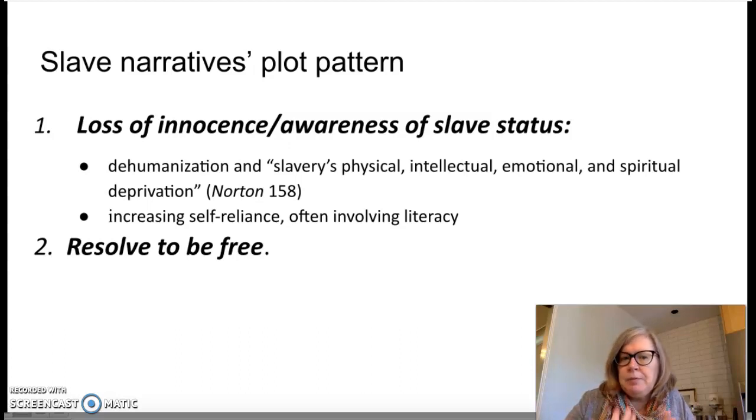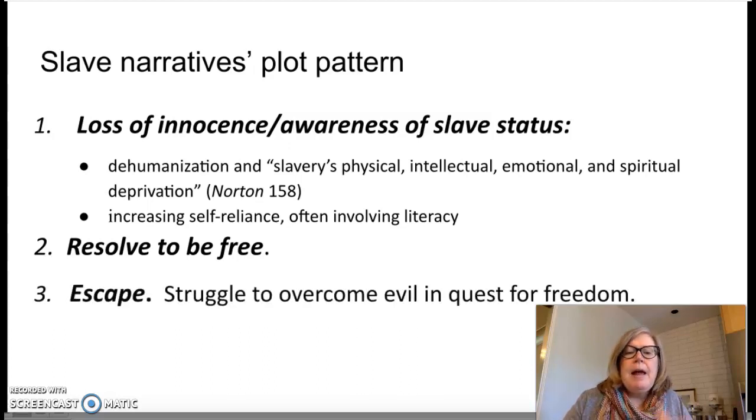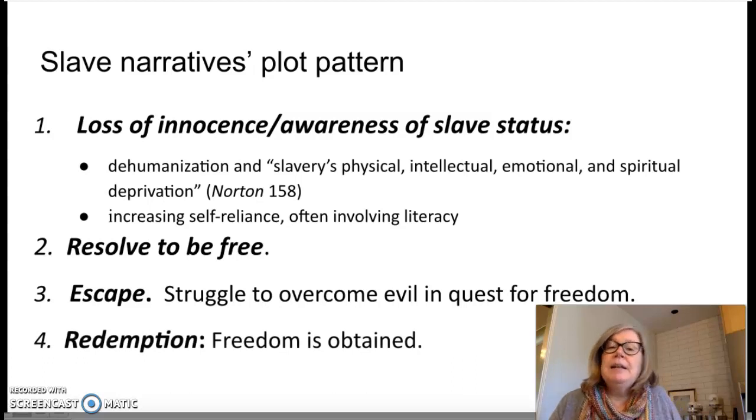The second major stage in these plots tends to be the resolution to be free. I can't take any more of this. I'm going to escape. And sometimes it takes quite a while between the moment that they make that decision and the moment that they are actually able to escape. So in that escape, there's the struggle to overcome evil in the quest for freedom. And then finally, at the end of these slave narratives, there's redemption. Freedom is obtained. Writers like Frederick Douglass and Harriet Jacobs also describe how they become committed to the abolitionist movement, committed to their fellow sisters and brothers in slavery.